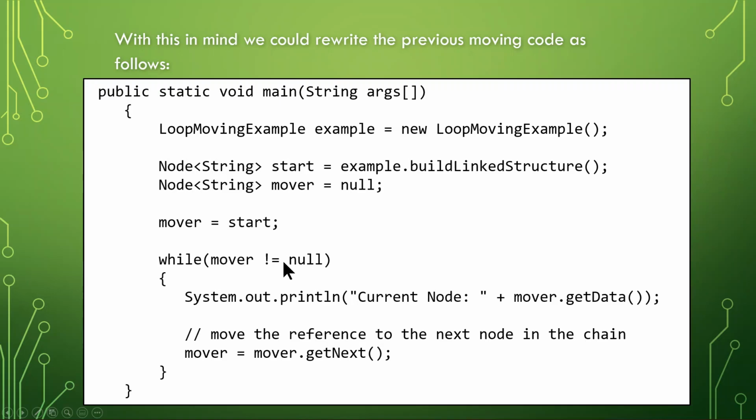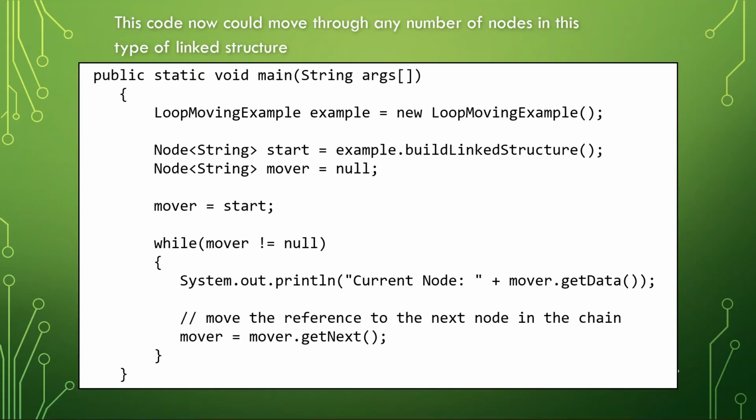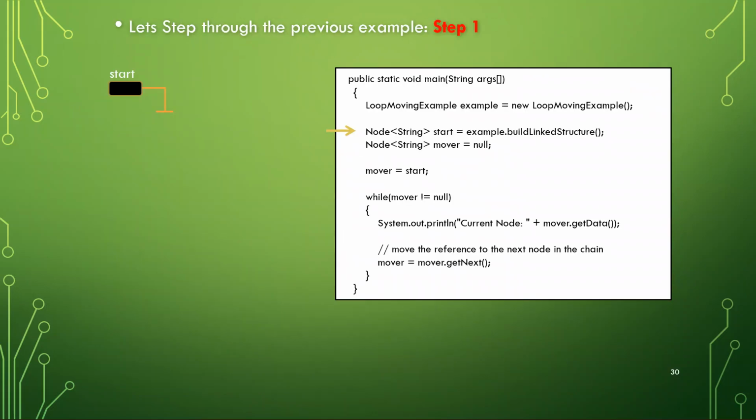So go in, access the data, move to the next one, and before we access again, check and see if we haven't moved past the end of the actual list. So now we could move through any number of nodes and any type of link structure, moving in that one direction. So I'll go through this example quicker again.